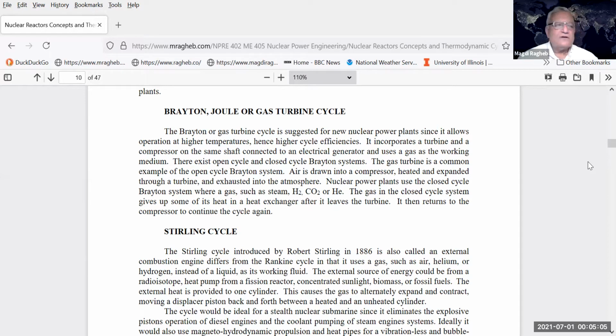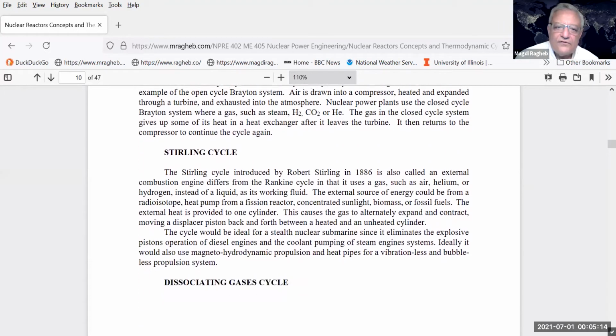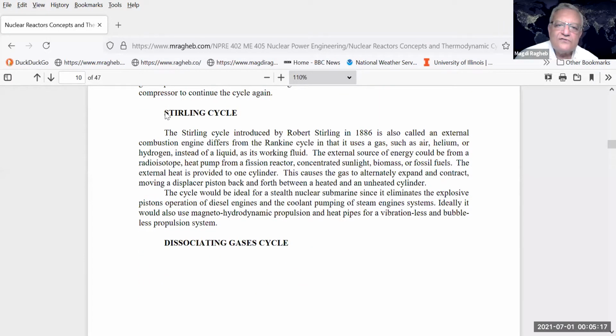But these are not the only cycles that we can consider for power production from the nucleus. Another thermodynamic cycle is called the Stirling cycle. This Stirling cycle was developed by Robert Stirling in 1816. This is called an external combustion engine. It differs from the Rankine cycle in that it uses a gas such as air, helium, or hydrogen instead of a liquid as its working fluid. And the working fluid is heated from the outside. So it lends itself to applications like solar energy production.